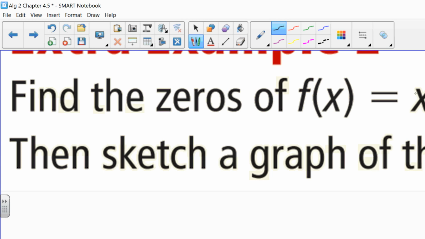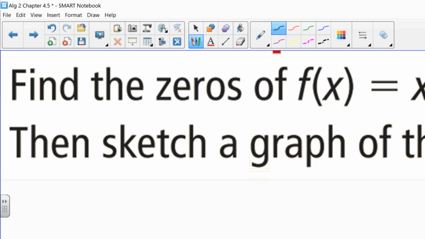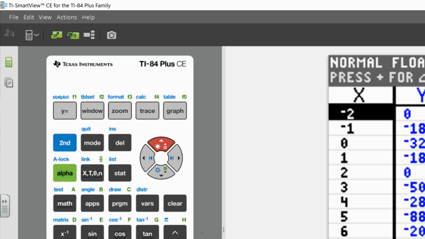Find the zeros. I'm not going to ask you to sketch the graph of the function, but we'll find the zeros of this: x to the 4th minus 18x squared plus 81. So we can graph it.